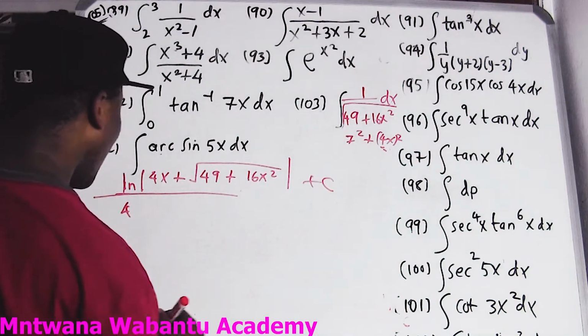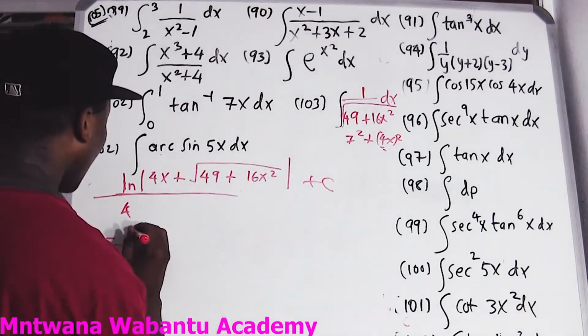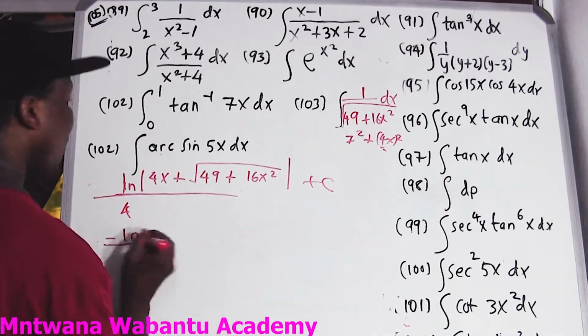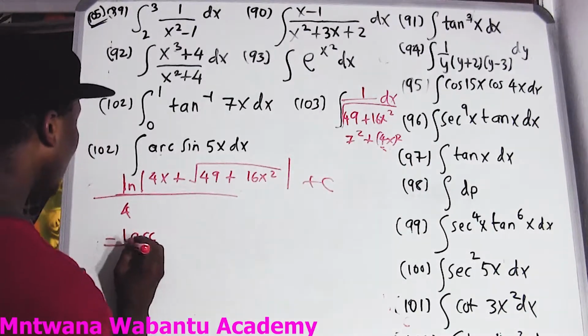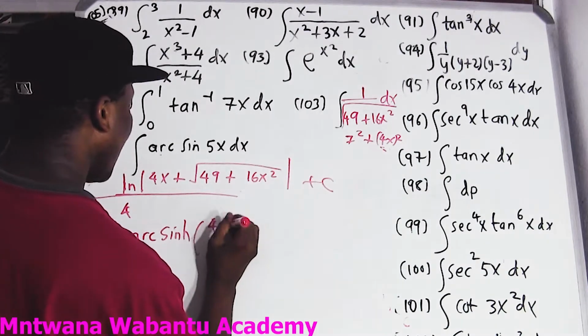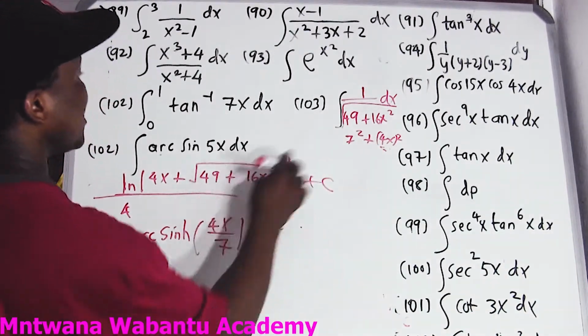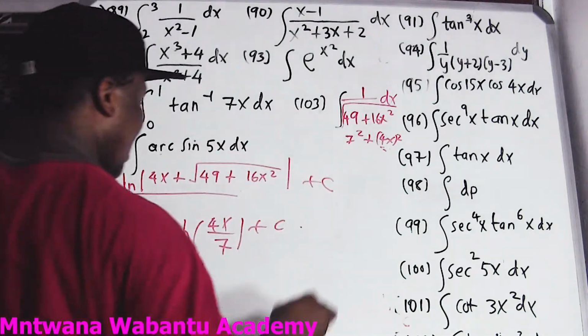So now let's go. Okay, arcsinh. 1 over the derivative of the function gives you 4, so arcsinh of 4x over a. What is a? a equals 7. And then plus our constant c. So we're done with the question. Go to number 102.